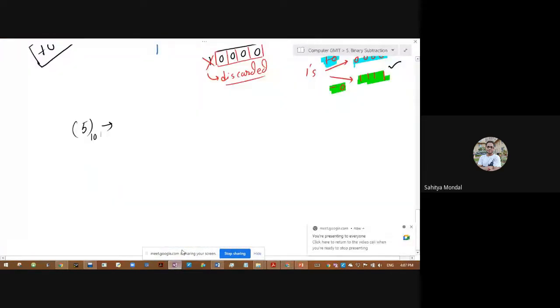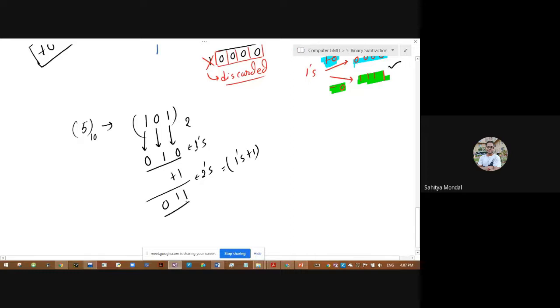So I am writing 5. 5 means 101. If I perform the one's complement of 5, what do I get? 1 becomes 0, 0 becomes 1, and 1 becomes 0, so we get 010. The two's complement is nothing but the one's complement plus 1. The one's complement is 010, and adding 1 gives 011. Understood?